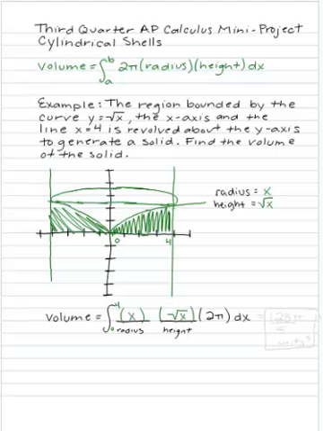Since 2 pi is a constant, if you want, you can pull it out front of the integral. So once everything is plugged into the formula, you're going to type the integral into your calculator and get the answer 128 pi over 5. And the units are units cubed.